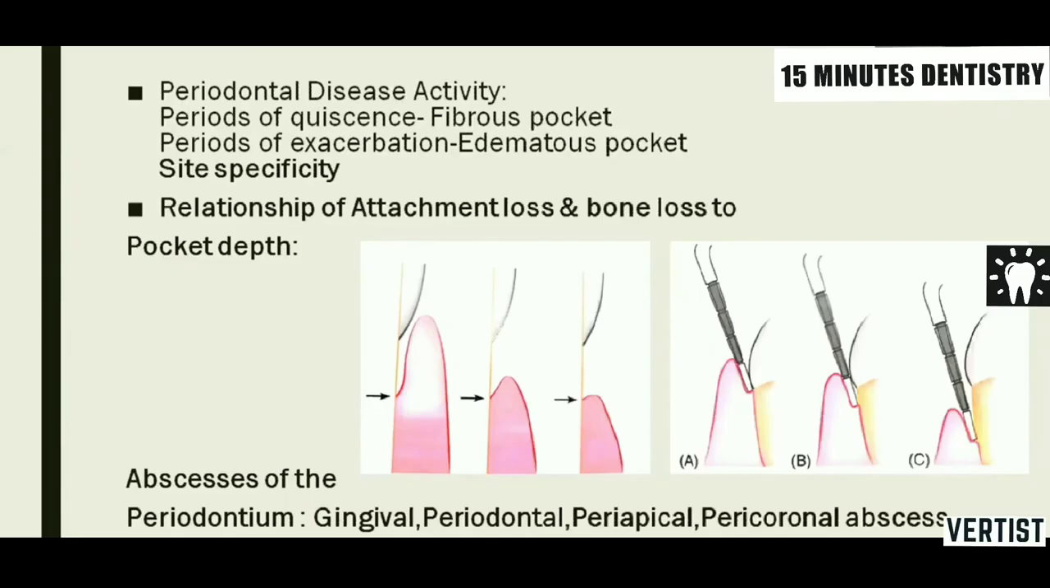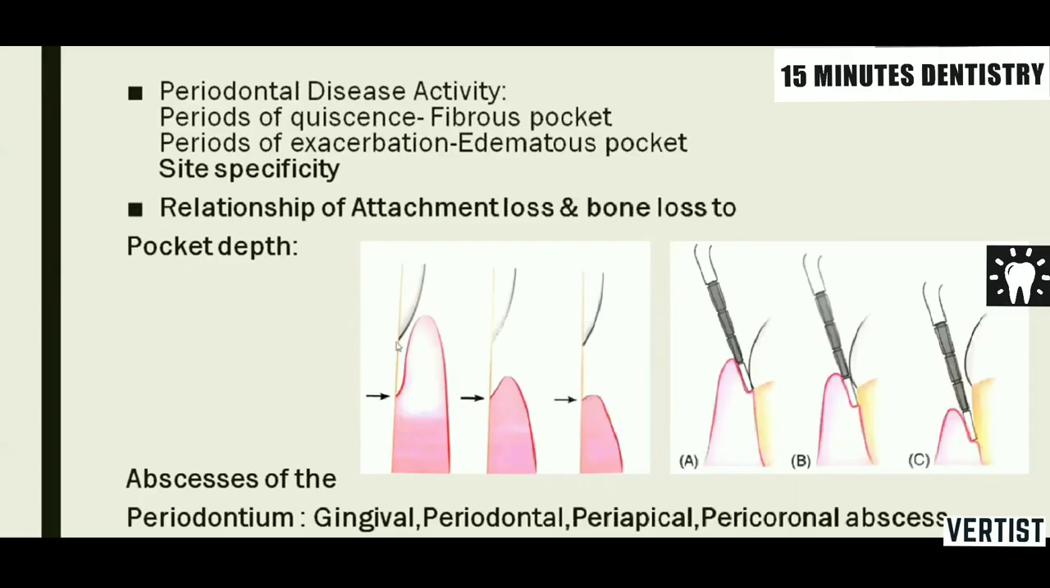Now, the relationship of attachment loss and bone loss to pocket depth. What determines the severity of periodontitis? Let us see what loss of attachment is. In this diagram, I'm showing you how we measure a periodontal pocket with the Williams graduated probe. From the crest of the gingival margin to the base of the pocket, we measure the pocket. So here, we consider this as a 6 or 7 millimeter pocket, here the pocket is only 2 millimeter, and in the third diagram the pocket is 0 millimeter.